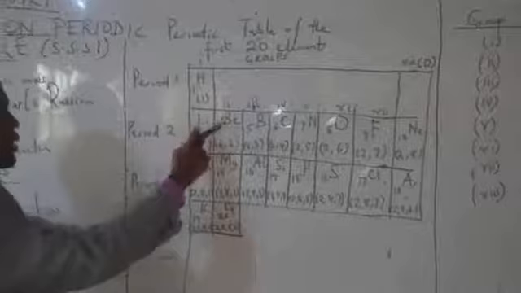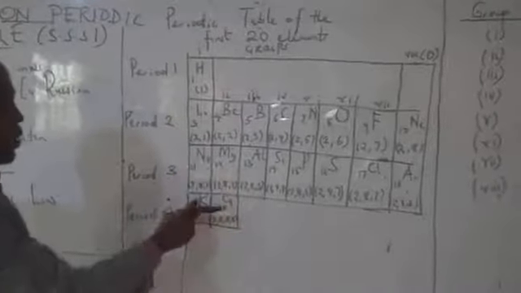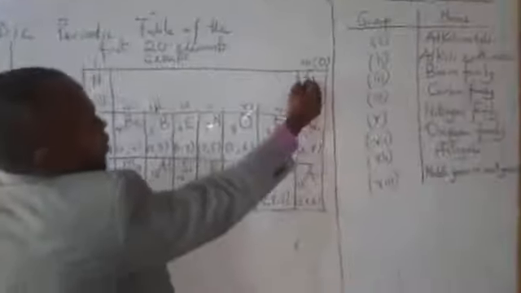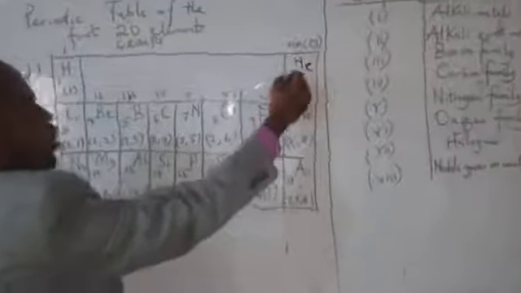If you look at the group, for example, hydrogen can be found in group 1, lithium can be found in group 1, sodium can be found in group 1, potassium can be found in group 1. Hydrogen and helium, I think they are in the same period, if you look at it now.